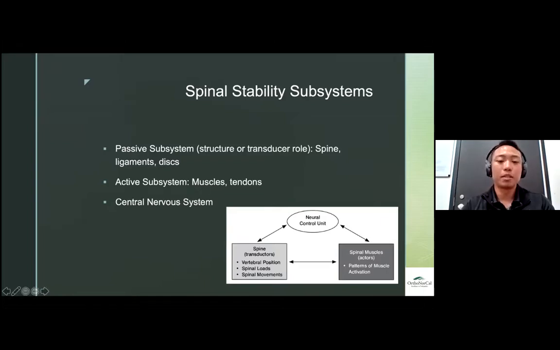What I want to cover a little bit about the passive subsystems, which is the structure, the bone, the ligaments, the discs. They don't only just maintain the structure, they also transduce. What does transduce mean?